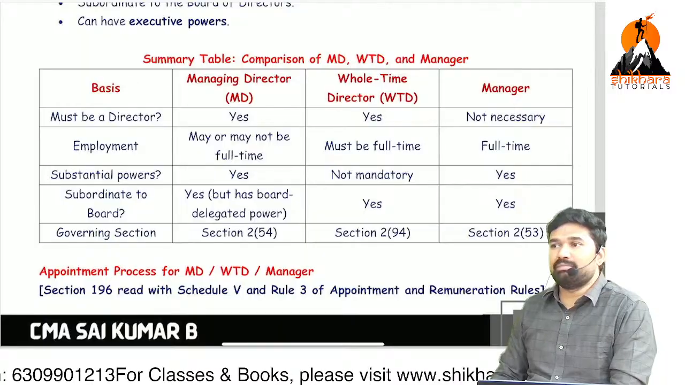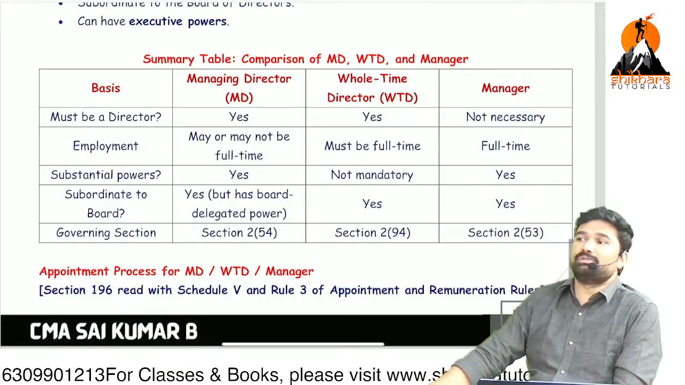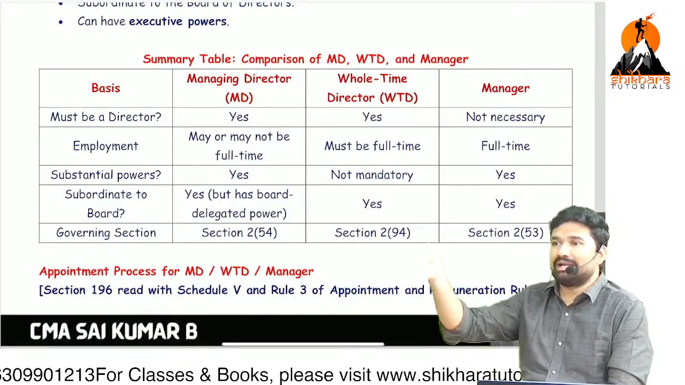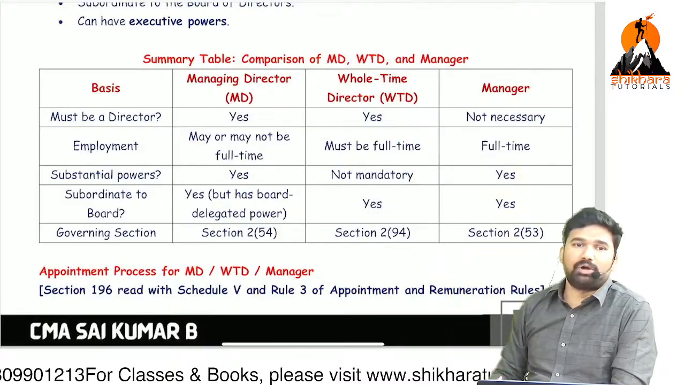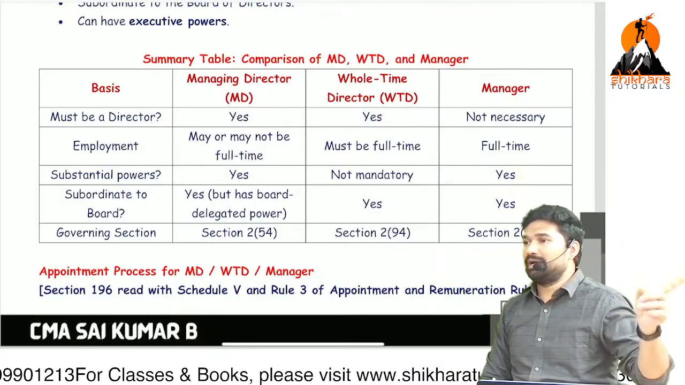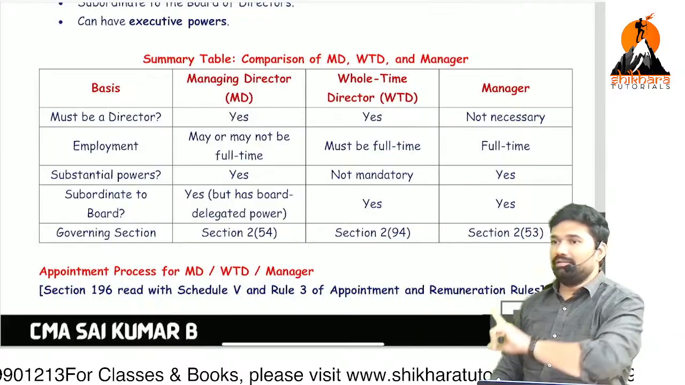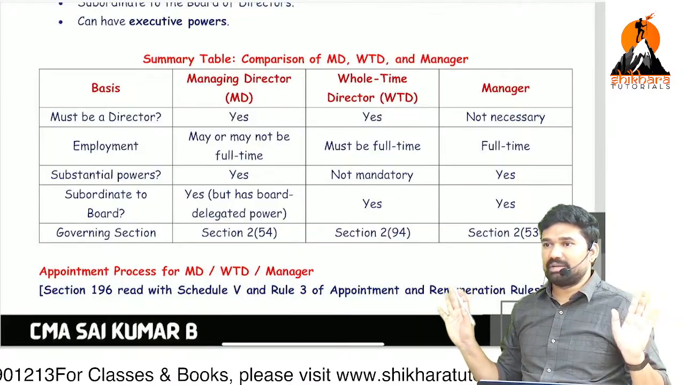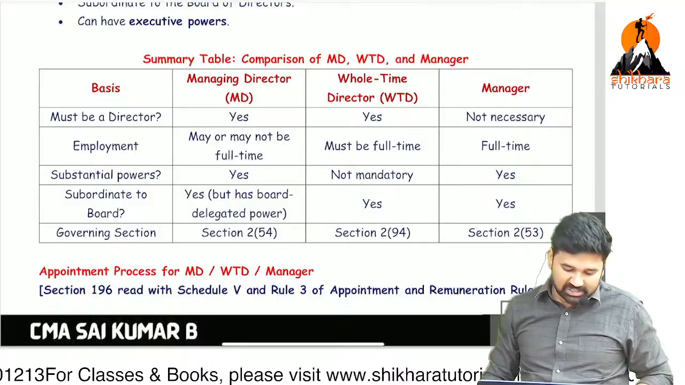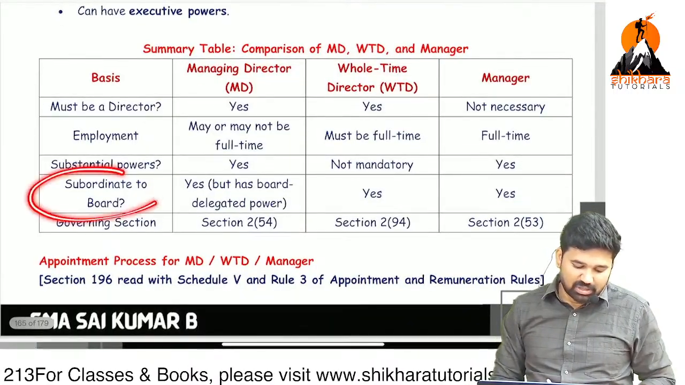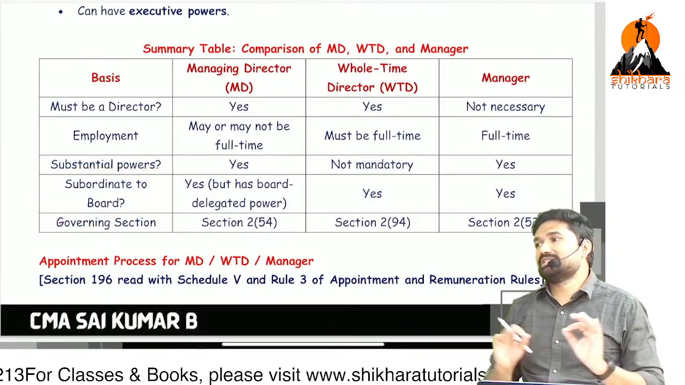Simultaneously, manager and MD have substantial powers. How is it possible? That is why I am saying a company can't have a manager and MD at the same point of time. Either you will have MD or you will have manager. That's it. Simultaneously, you can't have multiple persons. Next one, subordinate to the board. Yes, everybody is subordinate to the board.